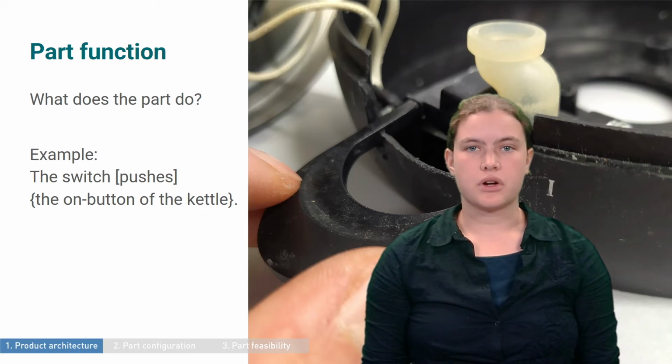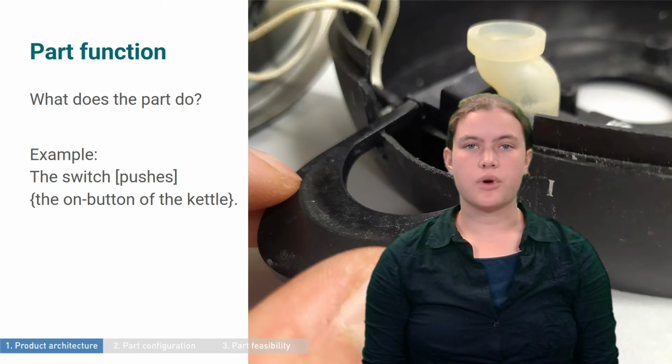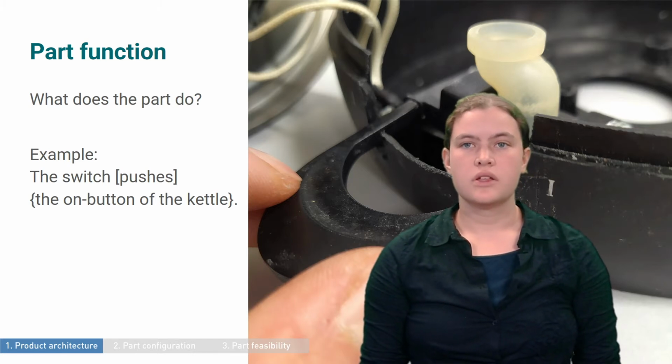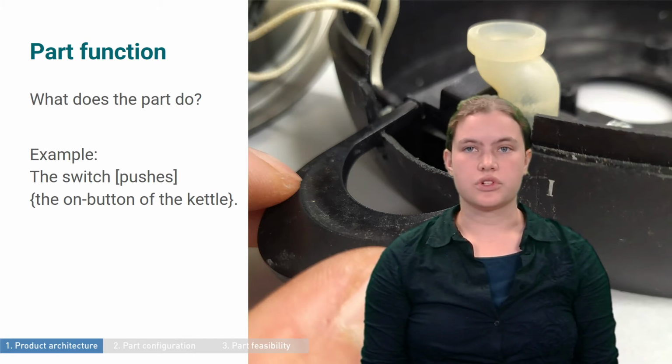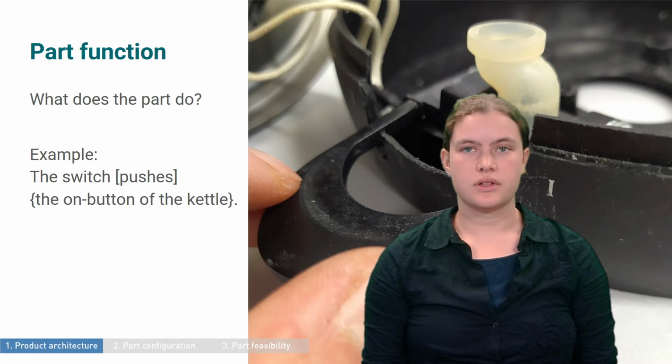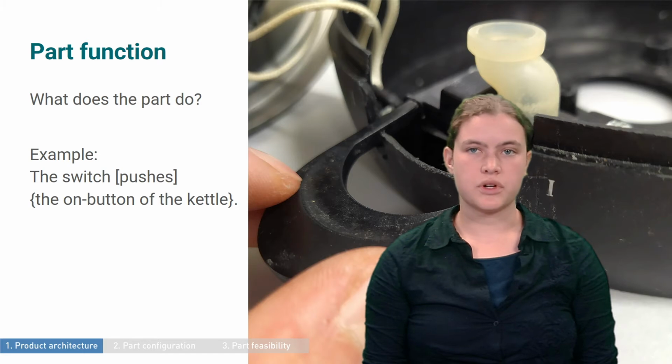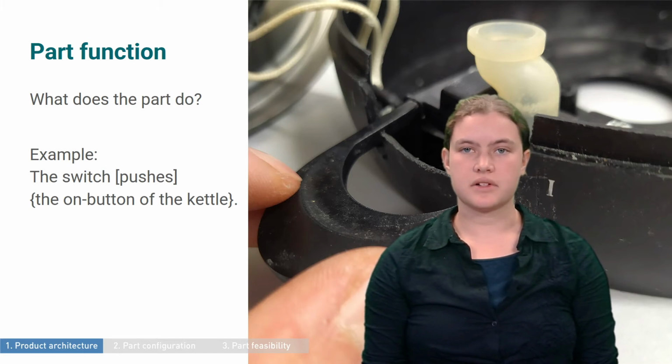You can state your part function using a verb-noun pair. Verbs can be, for example, move, protect, hold in place, facilitate. And nouns can be other parts. For example, the switch pushes the on-off button of the kettle. Nouns can also be users or input and ingredients. For example, the printer tray facilitates paper insertion, or the blender whisk mixes the batter.